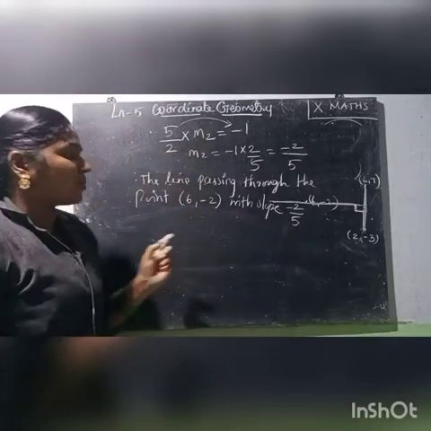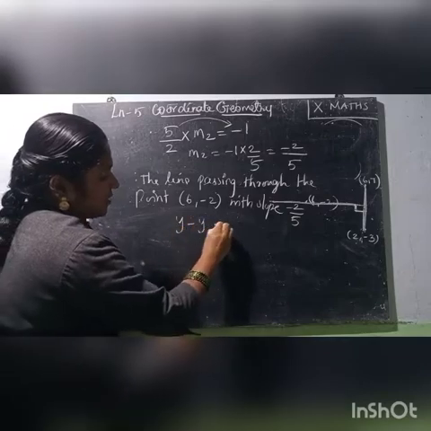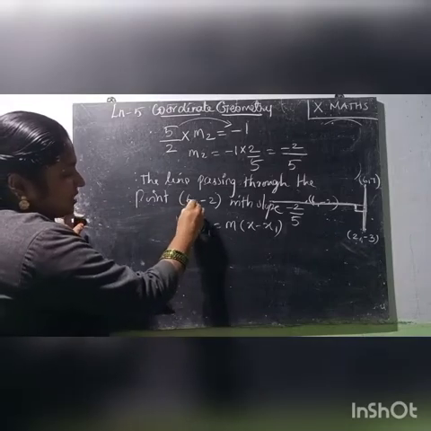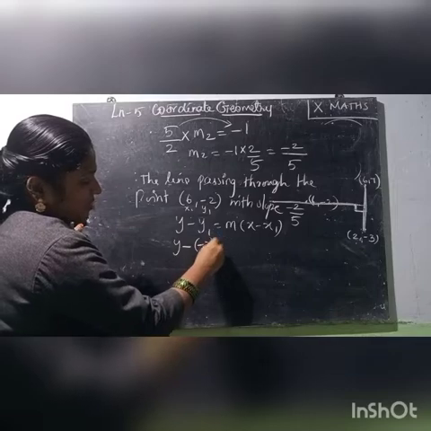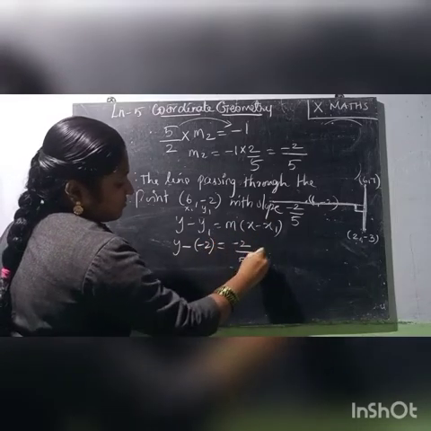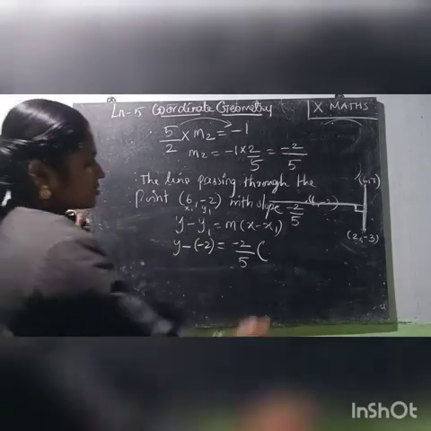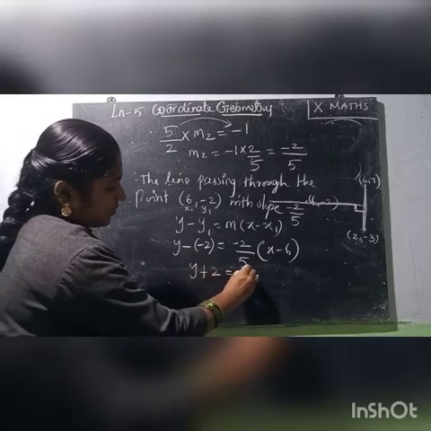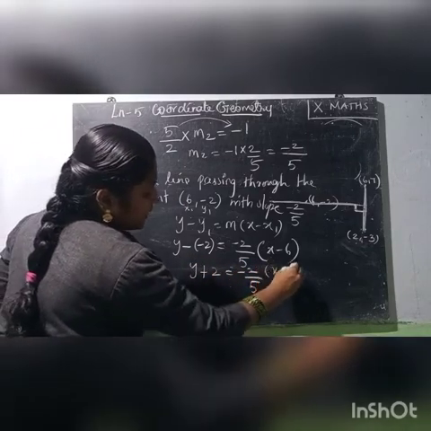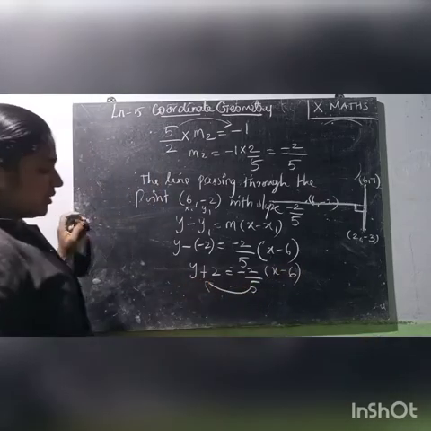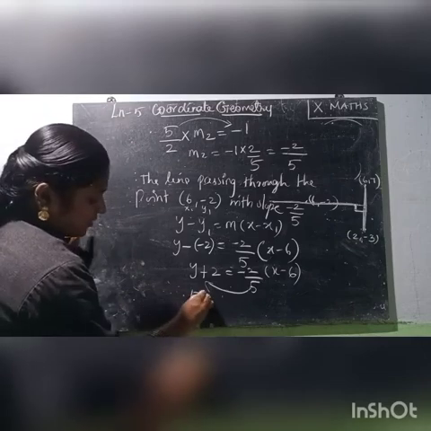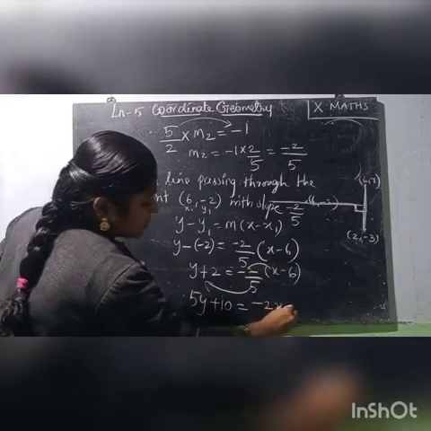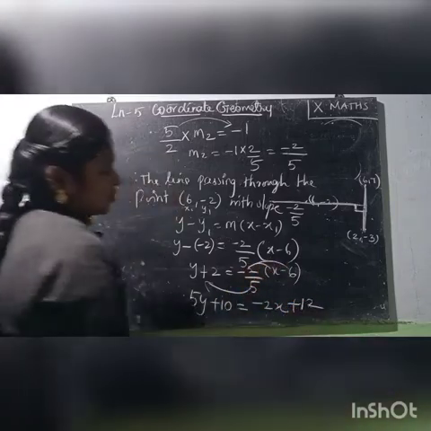If one point and one slope are known, the equation formula is y minus y1 equals m of x minus x1. Here this is x1 and this is y1. So the y1 value is minus 2. Now the m value is minus 2 divided by 5 into x minus x1. The x1 value is 6. Then minus of minus is plus. So y plus 2 equals minus 2 by 5 into x minus 6. Bring this 5 here. So 5 into y, 5y, 5 into 2, 10, equals minus 2 into x, minus 2x, minus 2 into minus 6, plus 12.